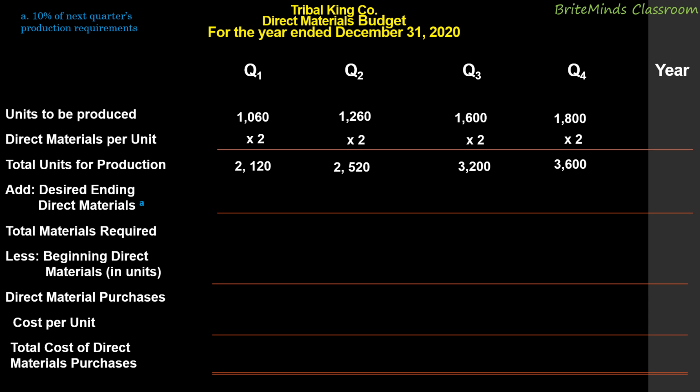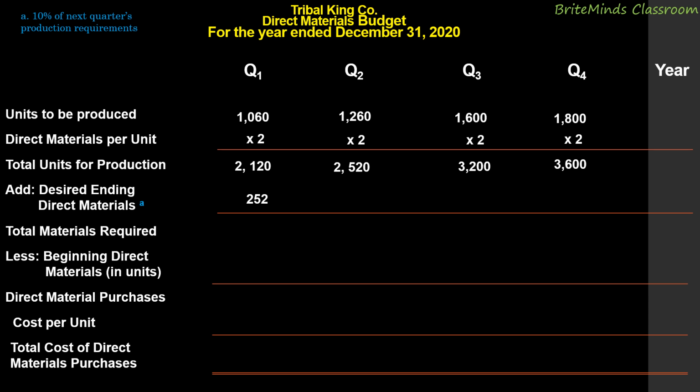So to obtain the desired ending direct materials for quarter 1, we will use the second quarter's production requirements, which is 2,520. So we will take 10% of it. Okay, so 2,520 times 10%. So our desired ending direct materials is 252 units for the first quarter.